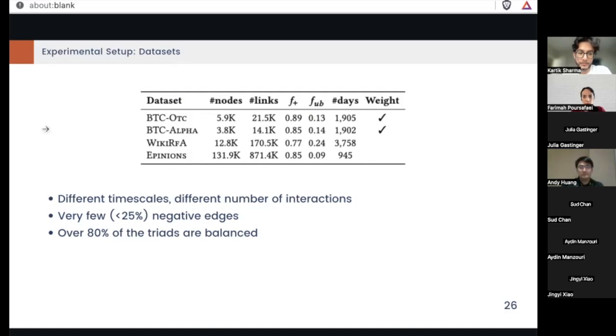And the second observation is that over 80% of the triads are balanced. These are social networks, and balance theory is present in these networks. So unbalanced triangles are just very few, less than 20% are unbalanced.